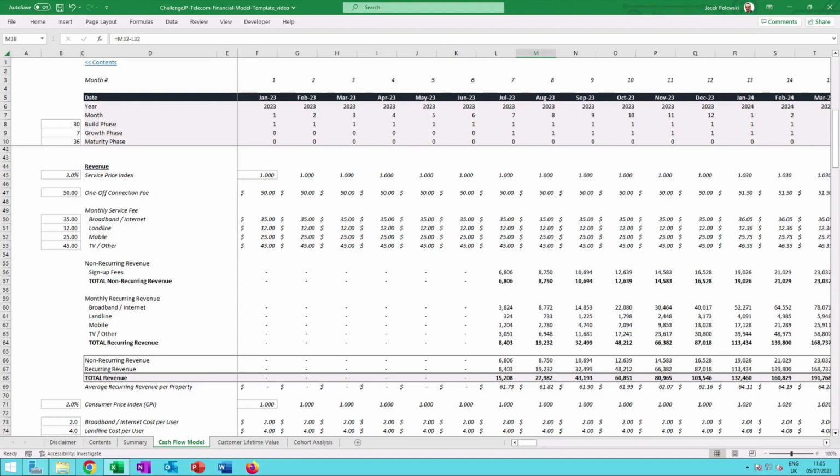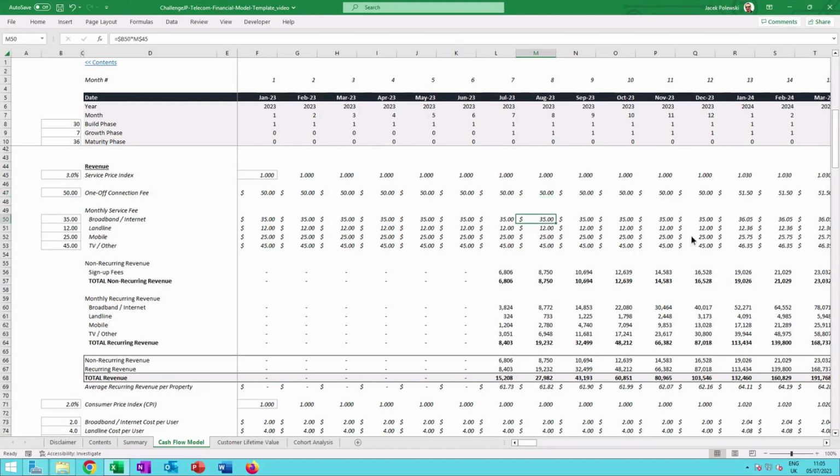So first of all, as you'll see, what I do in the model here is I try to list all the main drivers that are applicable to a given month, to a given period. So here, for example, I have my one-off connection fee to calculate my non-recurring revenues, and then I also have my monthly service fees below here for each of the services offered.